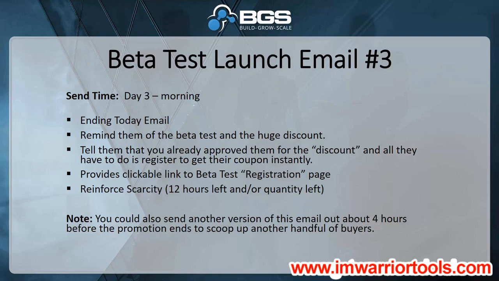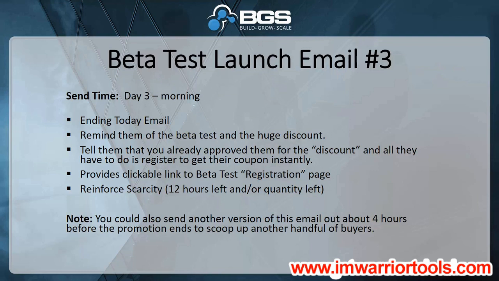Okay? This is the ending today email. You want to remind them of the beta test and the huge discount that you're giving them. Tell them that you've already approved them for the discount and that all they have to do is register to get their coupon code. Okay, now we're saying, hey, we've already got you registered. Okay, and because these people are already on your list, it's okay if you have them skip the opt-in page because you already have their email address.